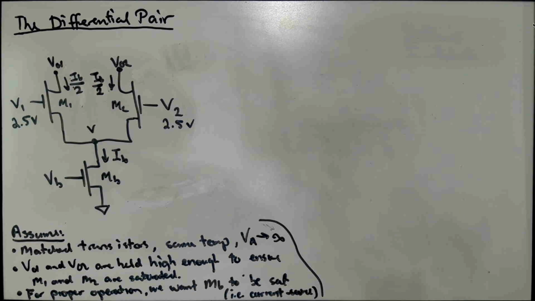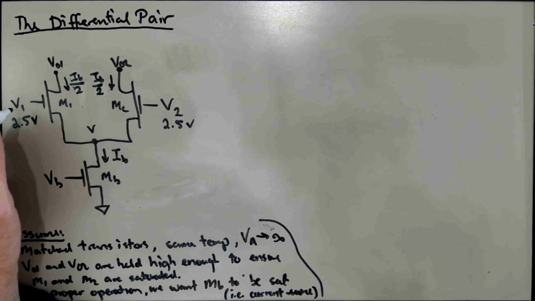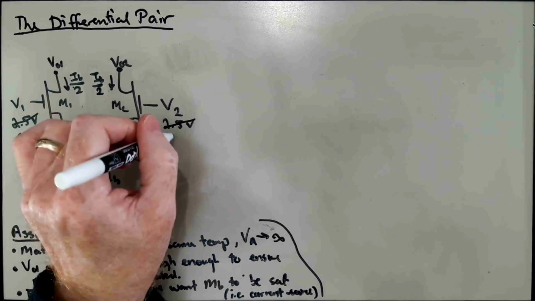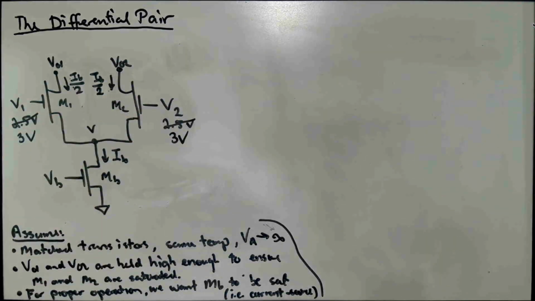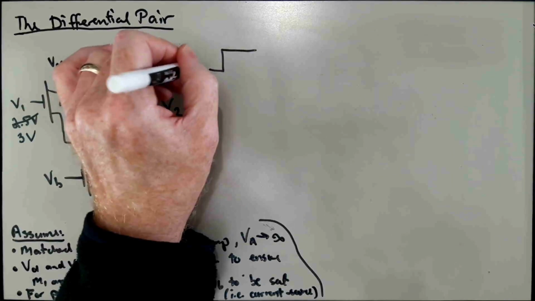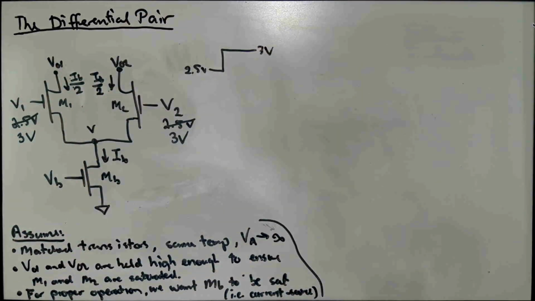And let's suppose we move both of these up together. We make this, let's say, 3 volts. Let's suppose we step them up together, from 2.5 to 3 volts, very abruptly at some time t.